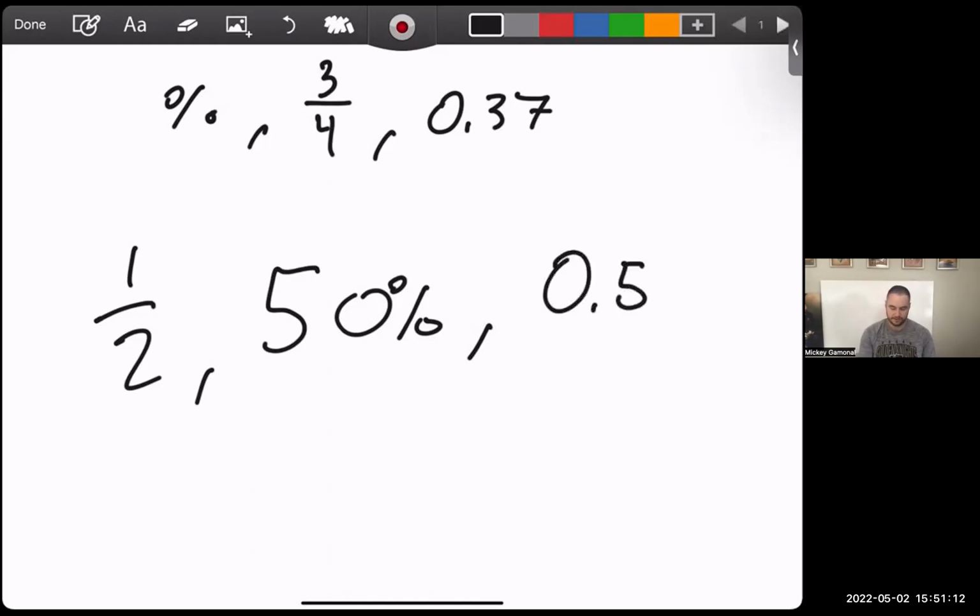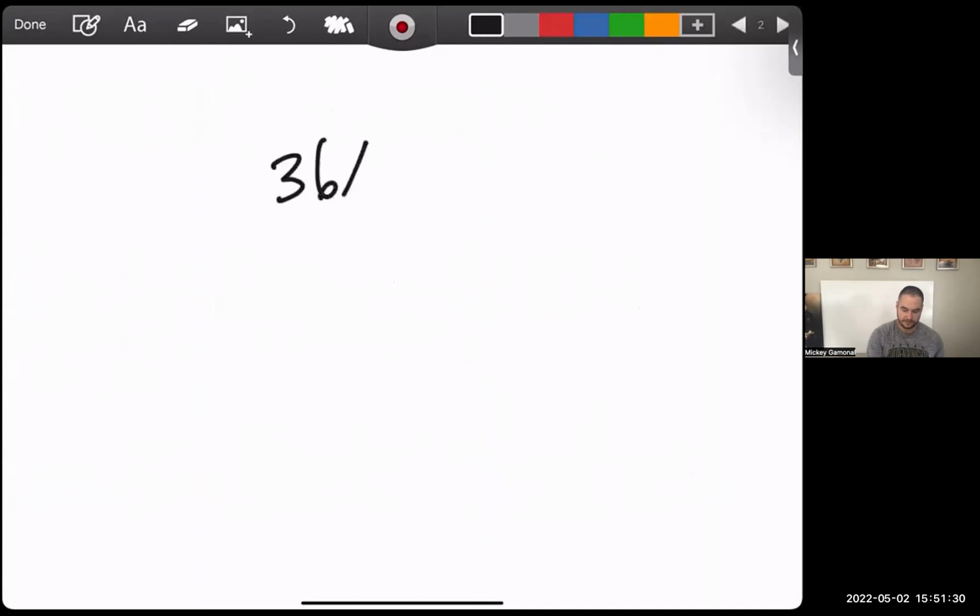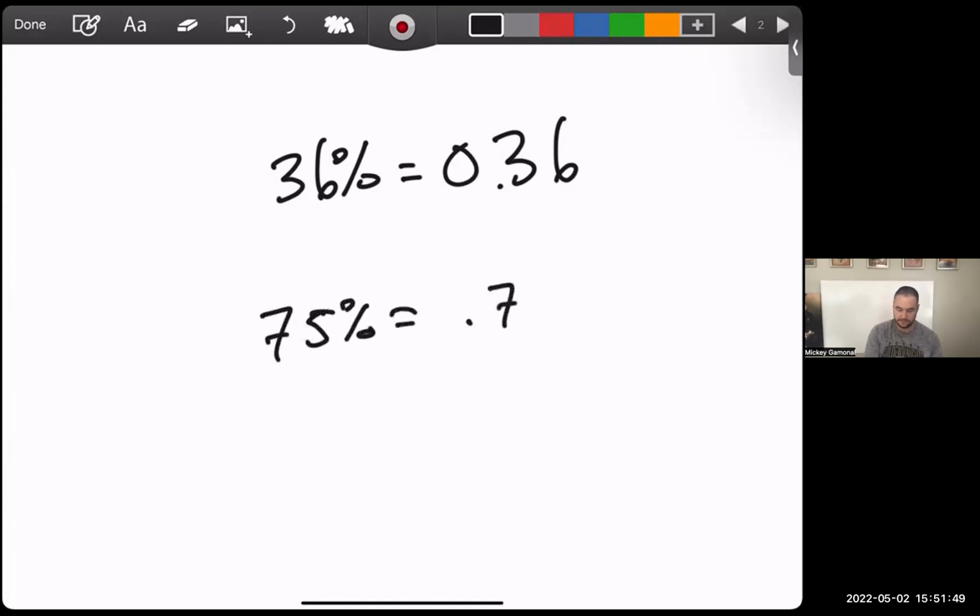The easiest way to think of percents is to think per cent. Cents comes from the word like century, centipede. It means 100. Per means divide. So percent means out of 100. If we're thinking of something like 36%, if we wanted to convert that to a decimal, that would be 36 cents. So you can convert percents to decimals very simply using that. Think of it as a pennies type of mentality. So 75% is going to be 75 cents.